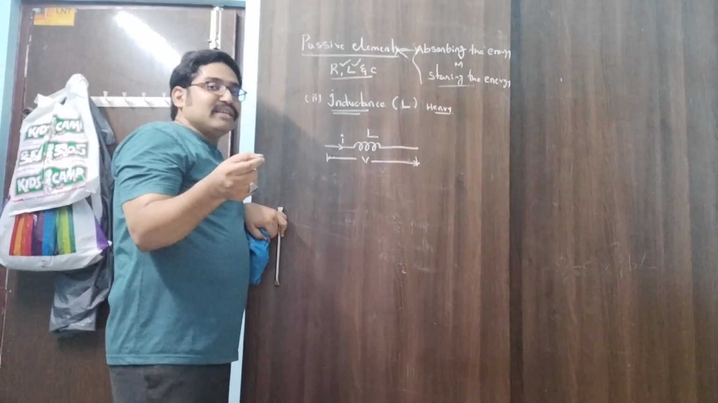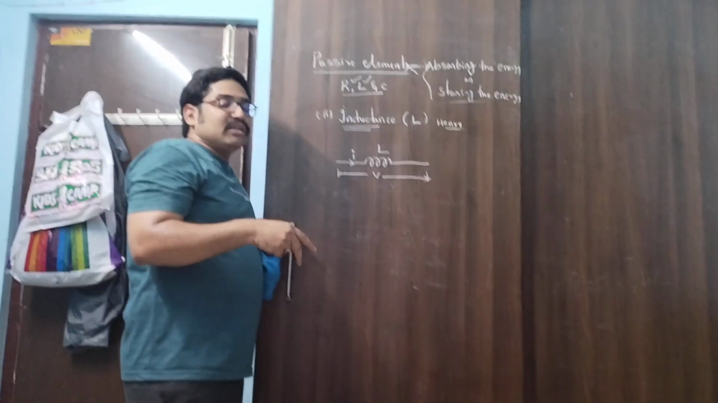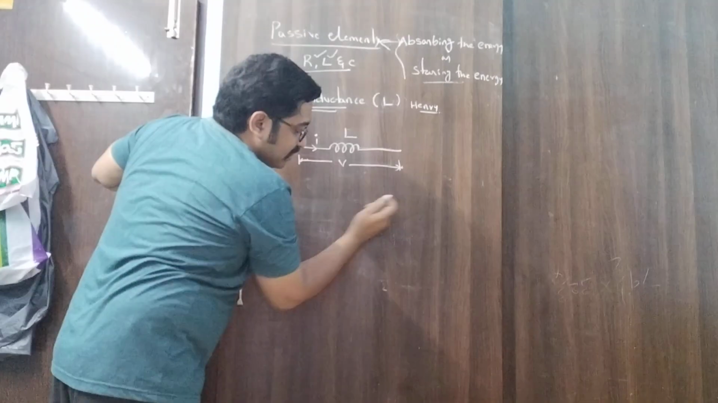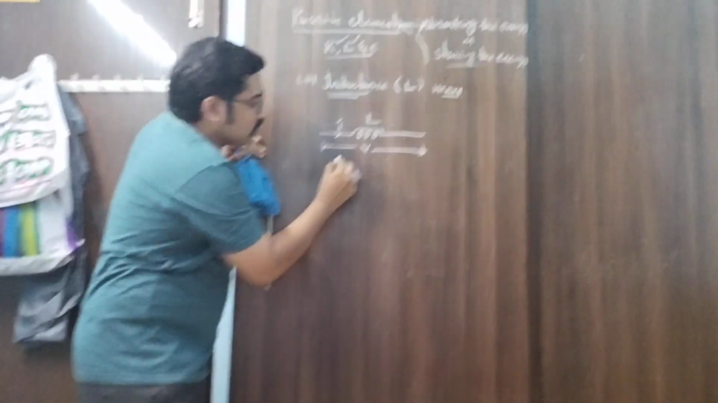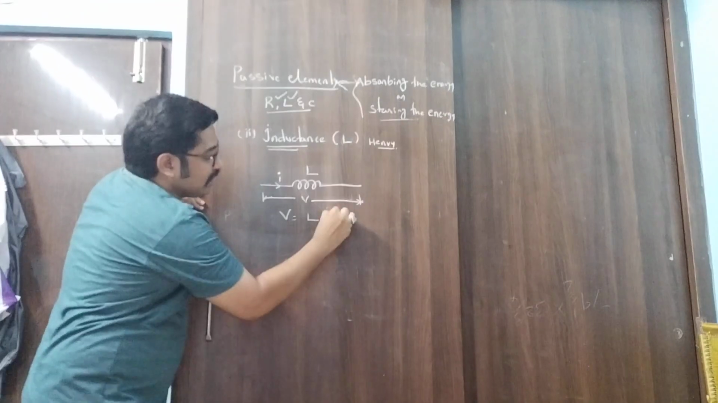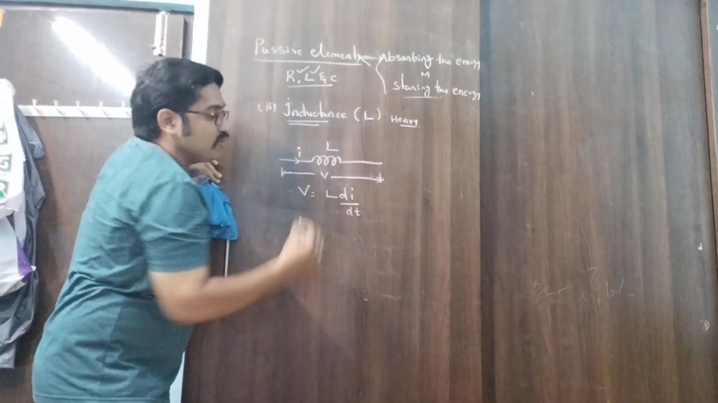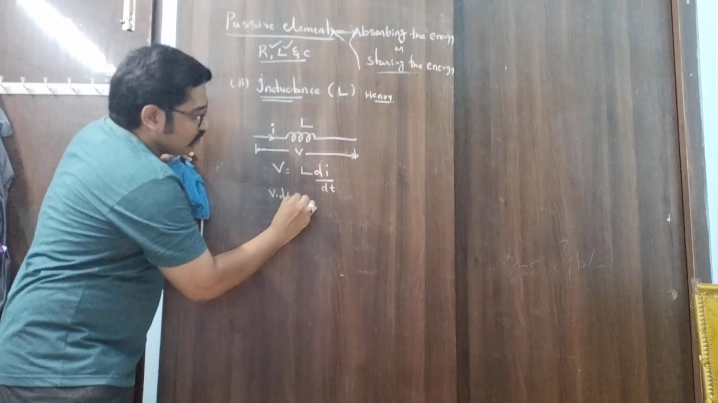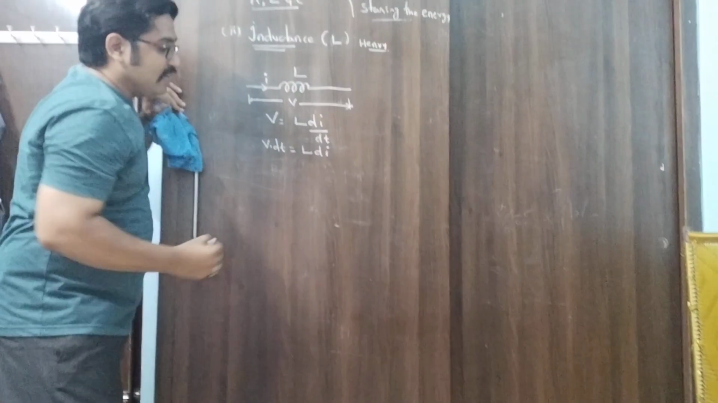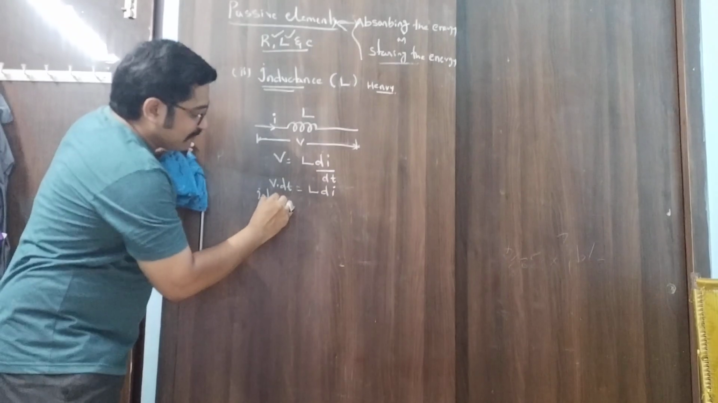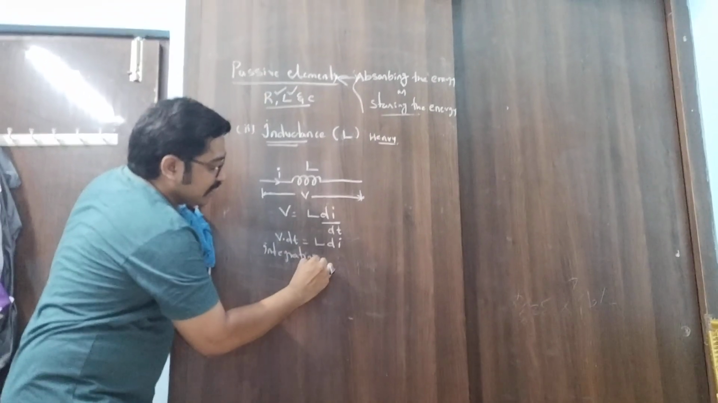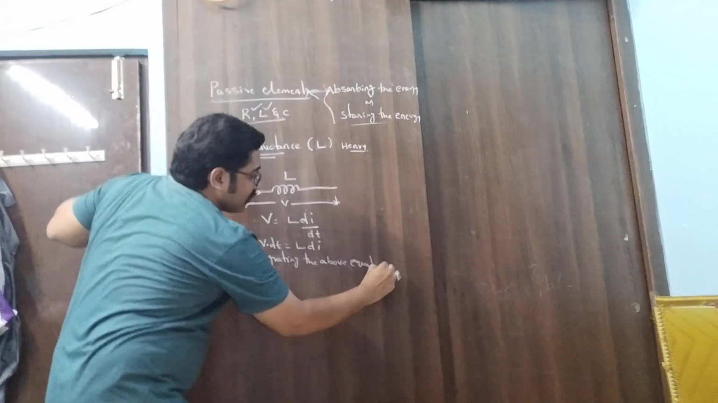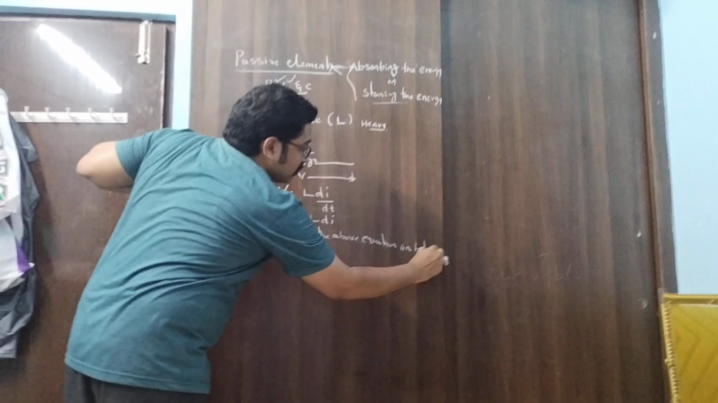Inductance is a passive element which stores the energy in the form of a magnetic field whenever the current flows through it. So how do we find the voltage across the inductive circuit? V is equal to L into di divided by dt. Taking dt to the left-hand side, V into dt is equal to L into di. Now I am going to integrate the above equation on both sides.